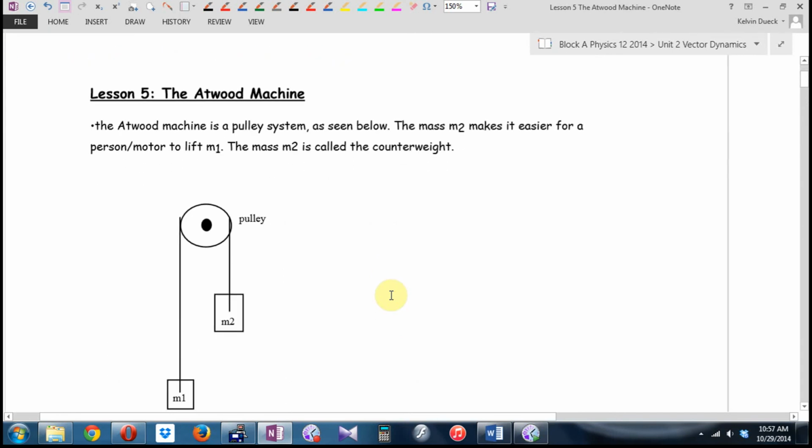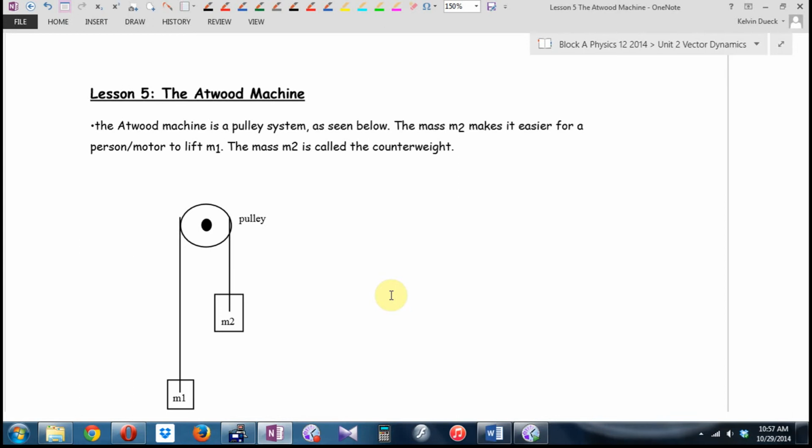The Atwood machine. I think what's going to happen is I'm going to start the lesson now, and then I may finish this lesson on Monday and start half a lesson the following, because I can't fall too far behind. We'll see. Play it by ear.